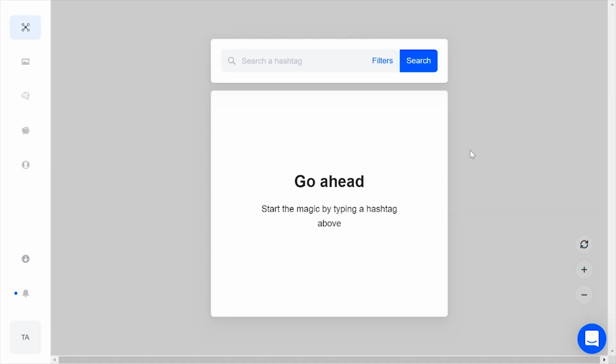Tool number two is Flick. Now, Flick is a hashtag tool. It's the best hashtag tool that is available. I've gone through every single hashtag tool there is out there. Drop a comment down below if you think there's a better hashtag tool than Flick out there. There isn't. I'm telling you, Flick is the best hashtag tool that exists and that will ever exist.